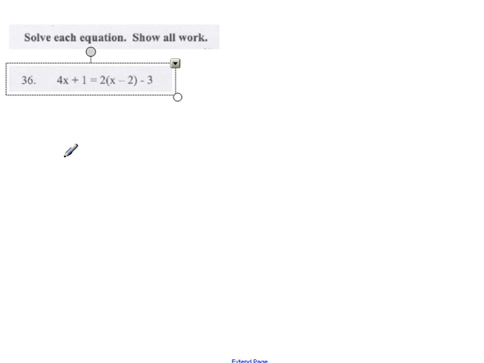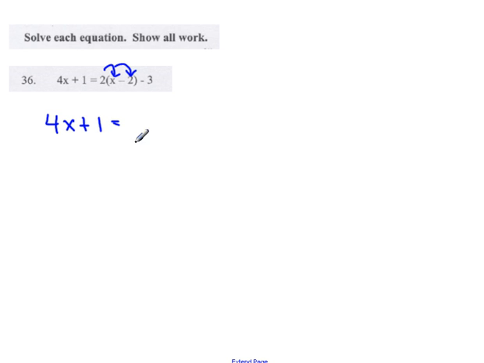Okay, with problem 36, same directions, but the first thing we want to do is get rid of any parentheses. So in this case, I can't collect any terms on the inside because they are not like terms. So what I have to do is distribute. So I'll bring down the 4x plus 1 and I will distribute the 2 to the terms inside the parentheses. So that gives me 2x minus 4. Bring down the minus 3.